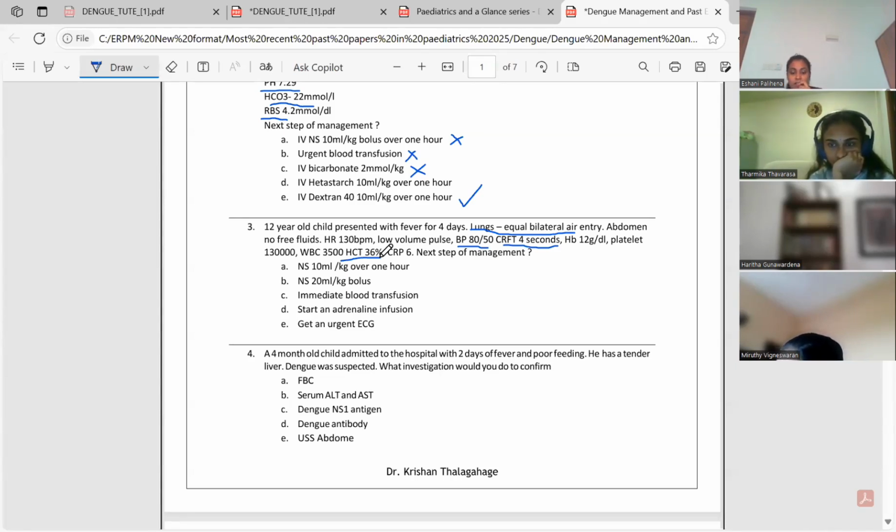Then when this happens, if you are the house officer, you should be able to tell your registrar or consultant: see, he is not having features of leakage. Even the hematocrit is normal. However, he is in shock. You have to raise the alarm. Right? You have to say that.